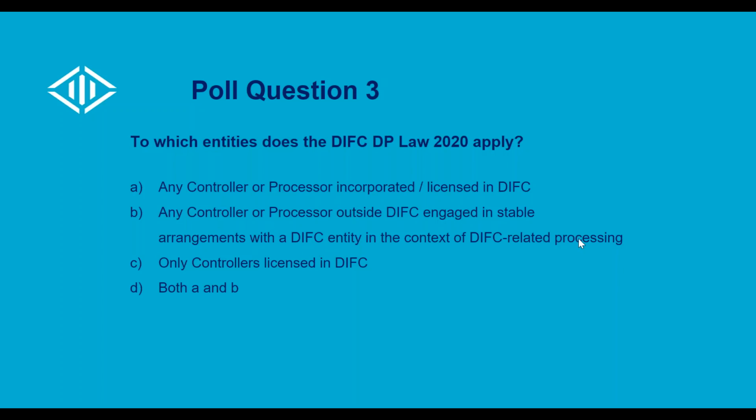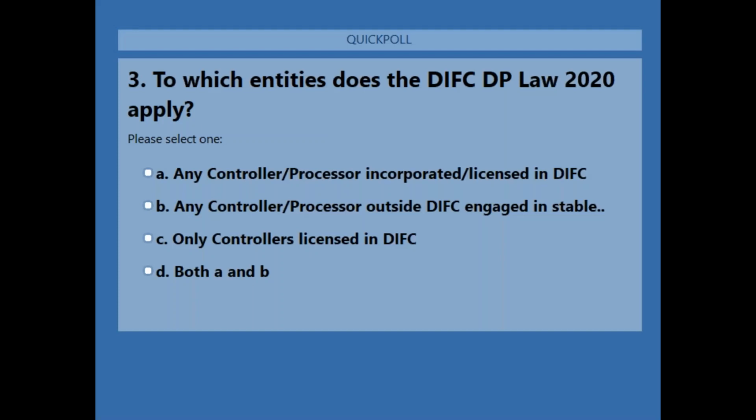Right, so I am going to actually move on now to the polling question. So Maristella, if you can open the poll, please. And I'll take that opportunity while we're waiting for the poll to look at this other question. Okay, so polling question 3, to which entities does the DIFC data protection law apply? I went through this earlier. Is it A, any controller or processor incorporated or licensed in the DIFC? Is it B, any controller or processor outside DIFC engaged in stable arrangements? Is it C, only controllers licensed in the DIFC, or is it D, both A and B? Hopefully that's easy to answer.